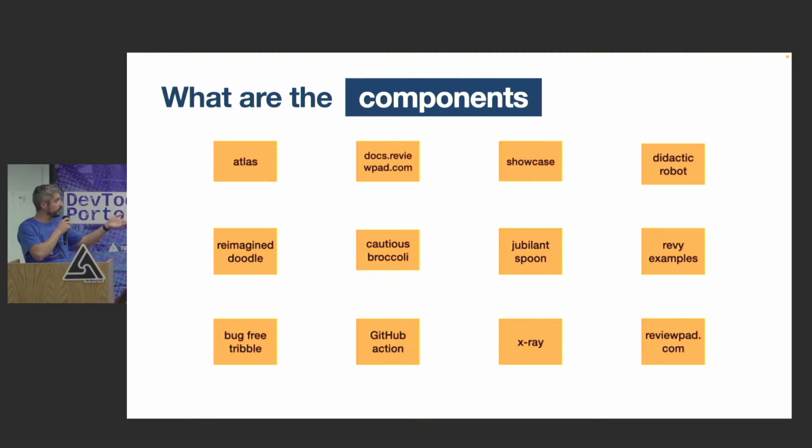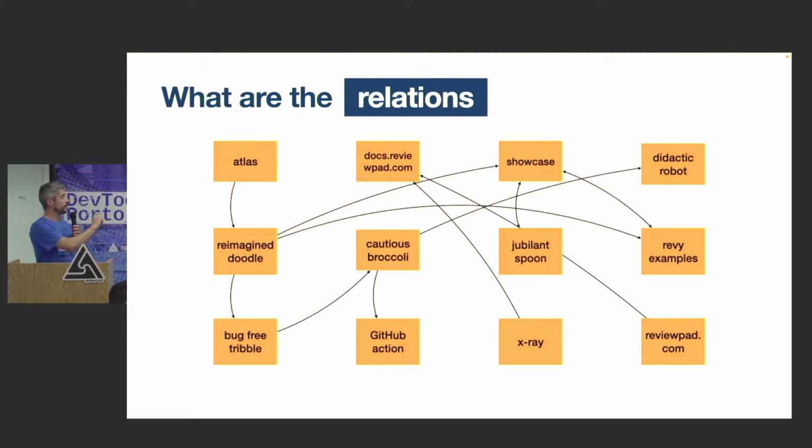It can be a website like reviewpad.com, a service like we have Atlas over there, an application, documentation, or any other tool. So once we find out what these components are, the second thing we did was understand what are the relations between these components. So what do these components do? How do they relate with each other? And who is responsible for those components?